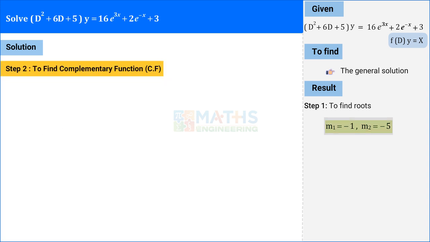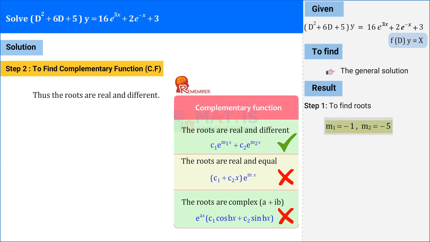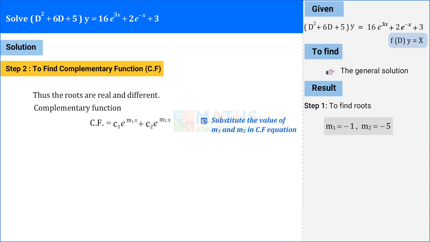By using this, we are going to write down the complementary function. The complementary function is equal to c1 e power m1x plus c2 e power m2x, where m1 and m2 are the roots of the auxiliary equation. Here m1 is equal to minus 1, m2 is equal to minus 5. We replace the values. The complementary function is equal to c1 e power minus x plus c2 e power minus 5x.